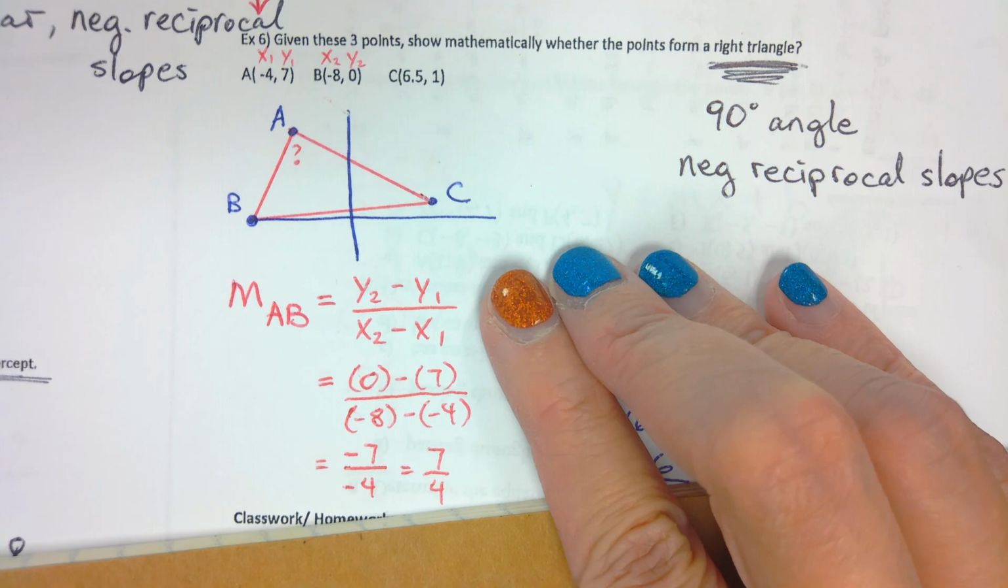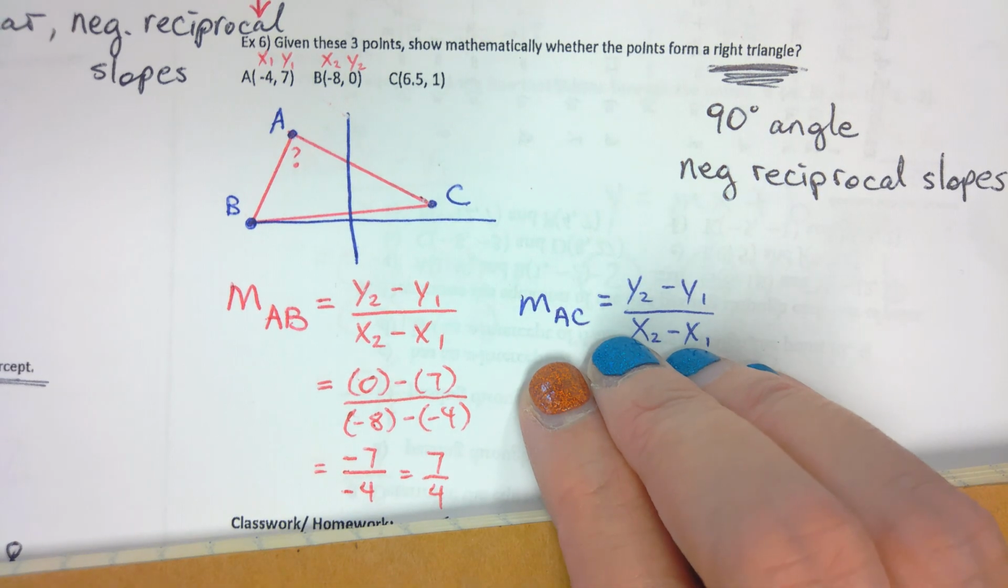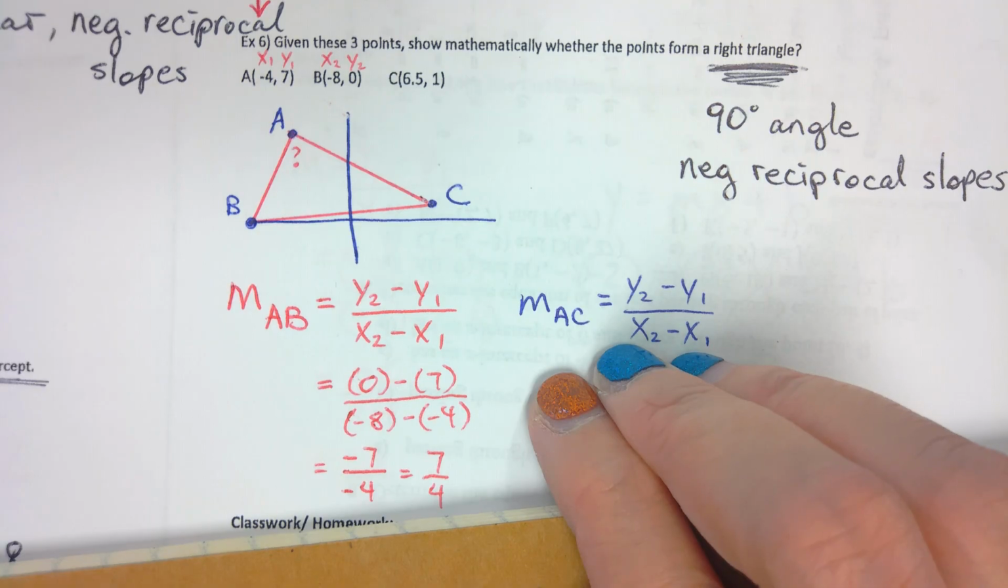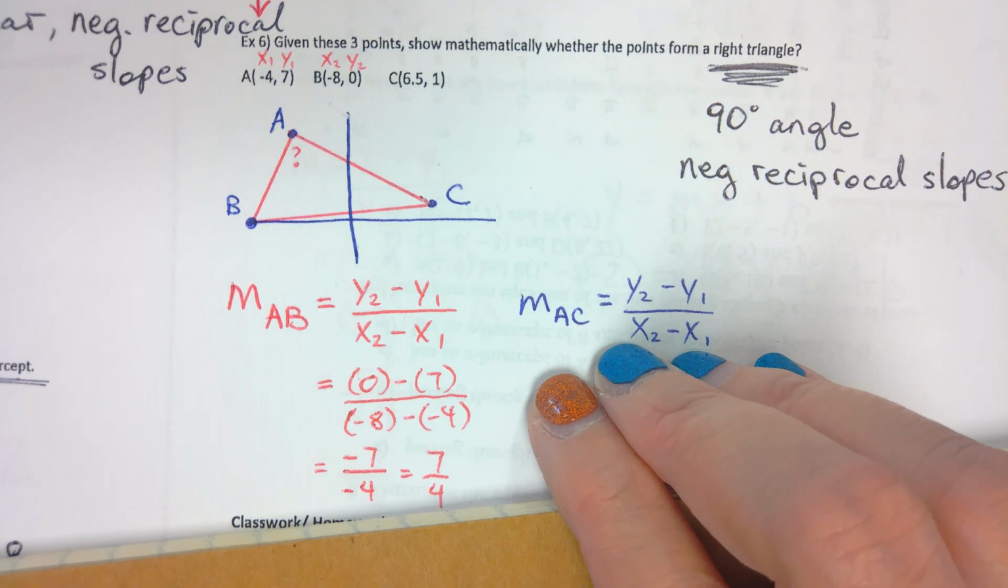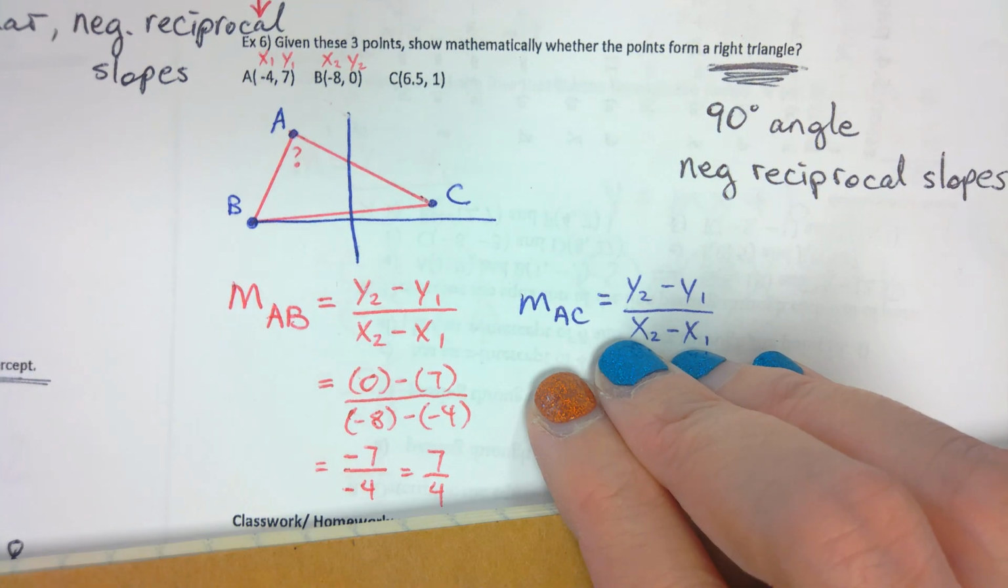Okay, take 30 seconds, find the slope of AC. And this is tricky. That's why I'm asking you guys to try it first. So slope of AC, same formula, sub in the numbers. So now you're using the coordinates of these two.